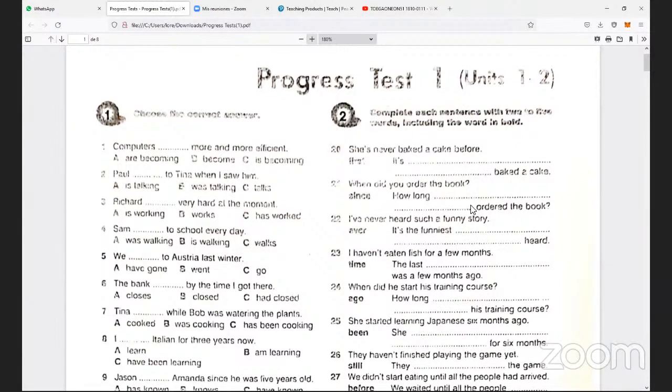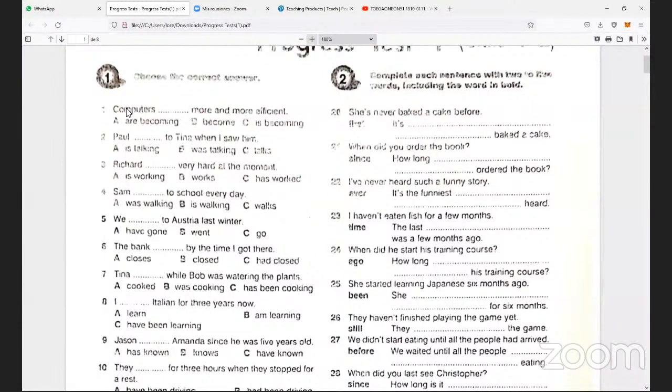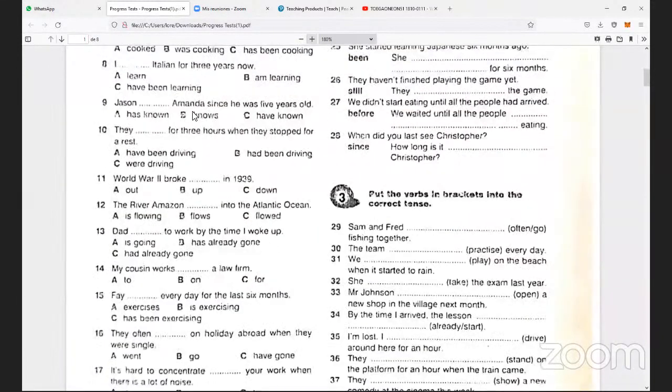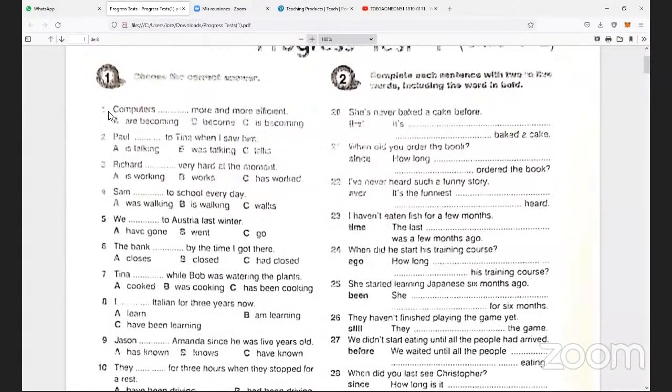So in the first part, number 1, it says we have to select the correct answer, A, B, or C, okay? So you're going to tell me only the answer, or maybe you could read all the sentence, if it's much better for you. And if you have something incorrect, I will correct you and we're going to remember why it's not correct, okay? So let's start with the first one.